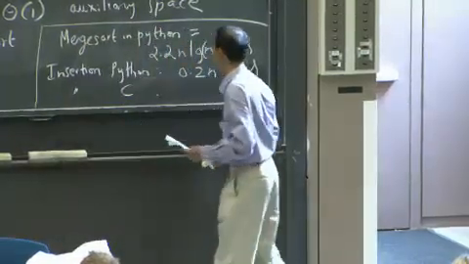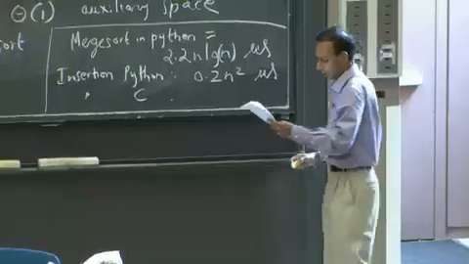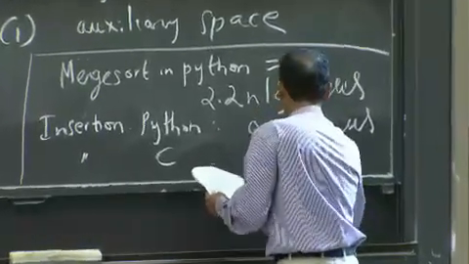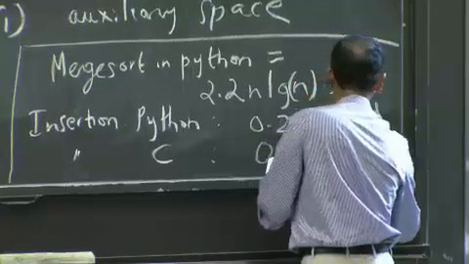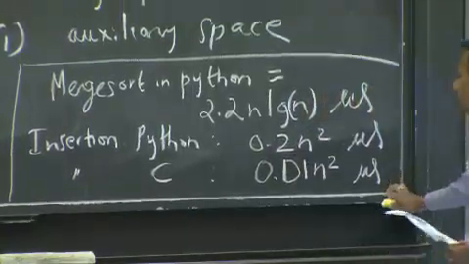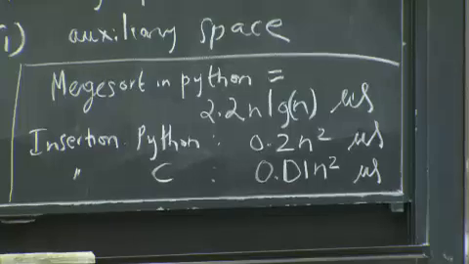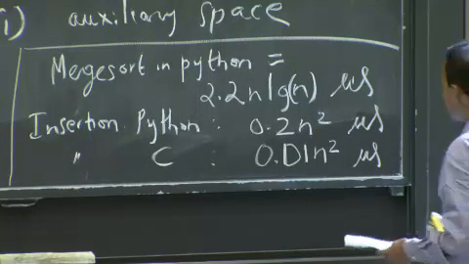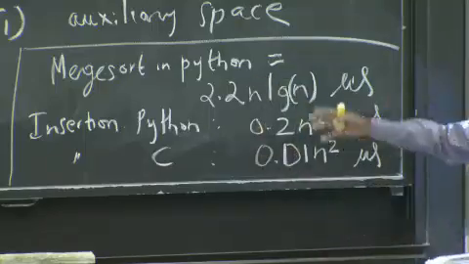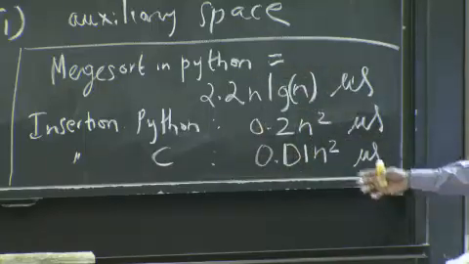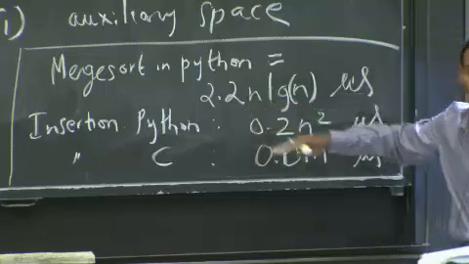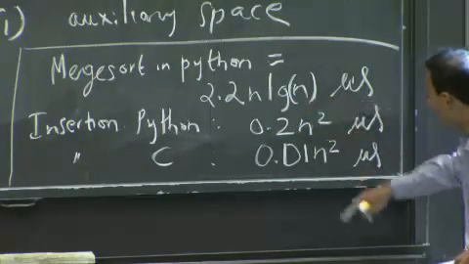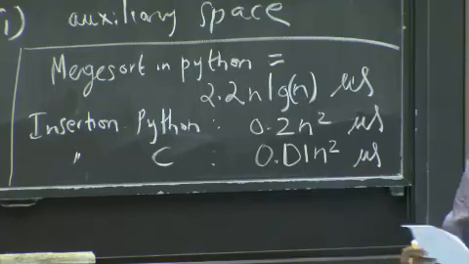If you do insertion sort in C, which is a compiled language, then it's much faster. It's about 20 times faster. It's 0.01 n square microseconds. So a little bit of practice on the side. We do ask you to write code, and this is important. The reason we're interested in algorithms is because people want to run them. And what you can see is that you can actually find an n.